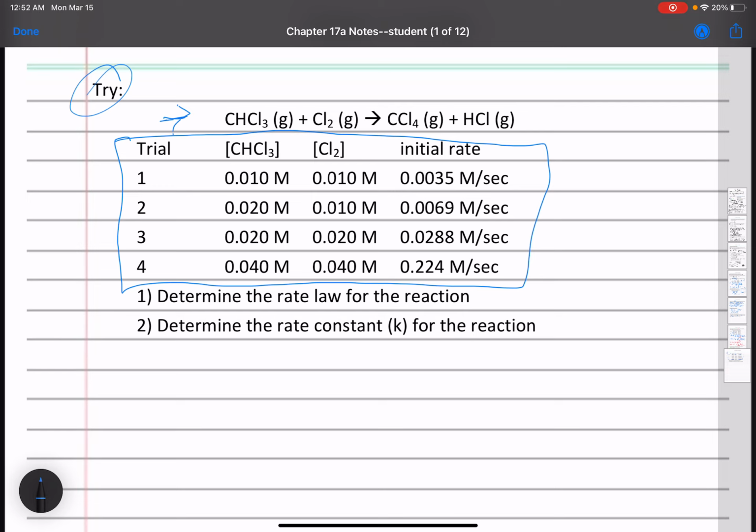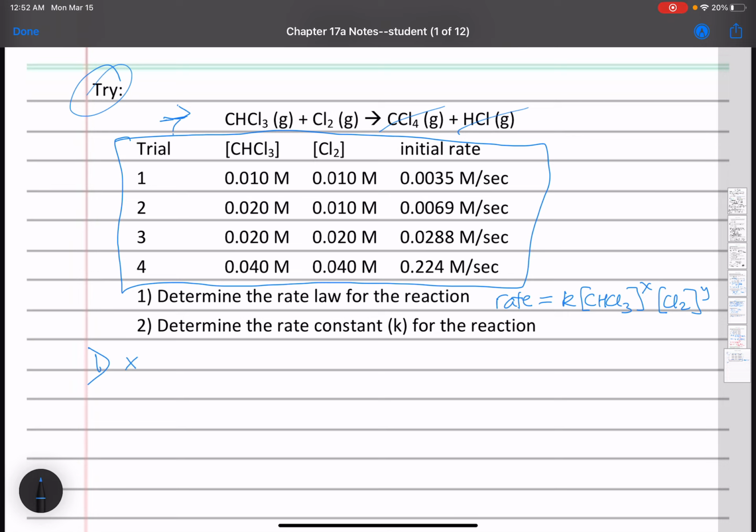So for the first part, the rate law, the sketch rate law for this reaction would be the concentration of CHCl3 to the X power times Cl2 to the Y power. Those are our two reactants. Remember, we don't really care about the products when we're determining rate law. We're just looking at the reactants. So in order to determine X and Y, I want to use a ratio of two of these trials.